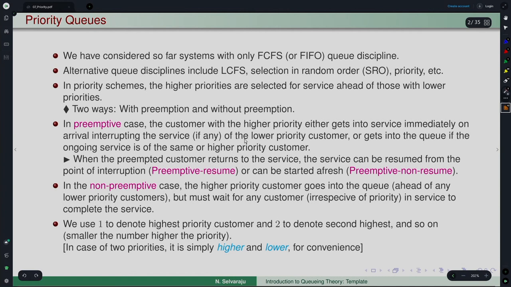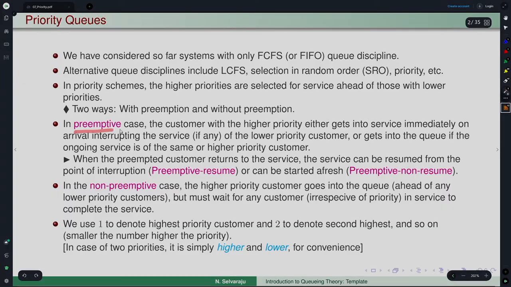the customer with a higher priority gets into service immediately on arrival if no customers are there, or if a lower priority customer is getting service. If the customer currently getting service is of the same priority or higher priority, obviously he will get into the queue. He will interrupt any service that is ongoing for any lower priority customer to start his or her service. That is the preemptive case, because he preempts or interrupts the service of any lower priority customer that might be ongoing. Otherwise, he will get into the queue.